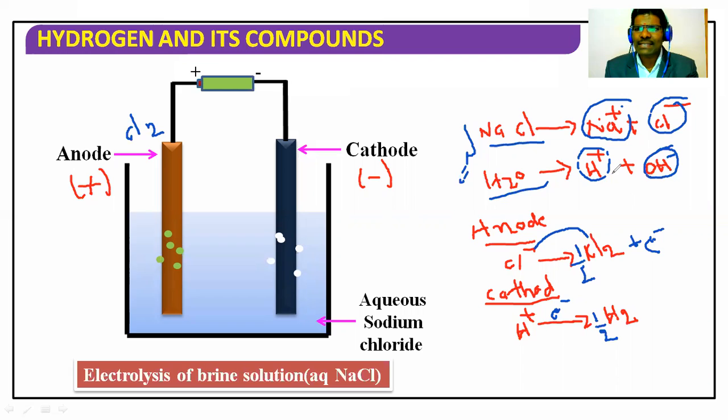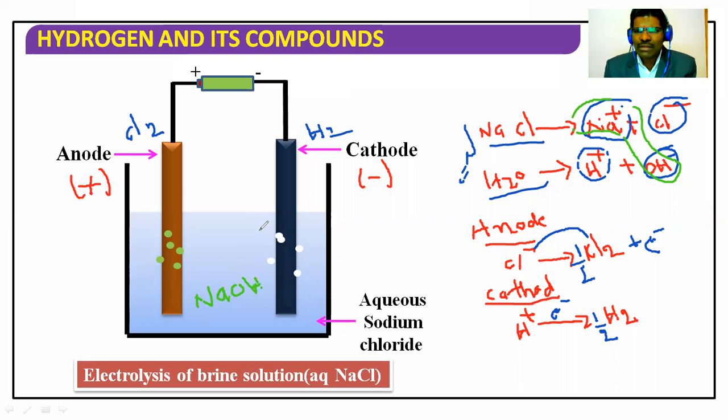At cathode, two cations are there in the aqueous solution, Na plus and H plus. H plus has more discharge potential than Na plus. So H plus goes to cathode and it is reduced to hydrogen gas, dear students. At cathode, hydrogen gas will be liberated. So what is left out in the solution? Only Na plus and OH minus are left in the solution, dear students. These Na plus and OH minus combine to give NaOH solution. So in the vessel, NaOH is left out, dear students.